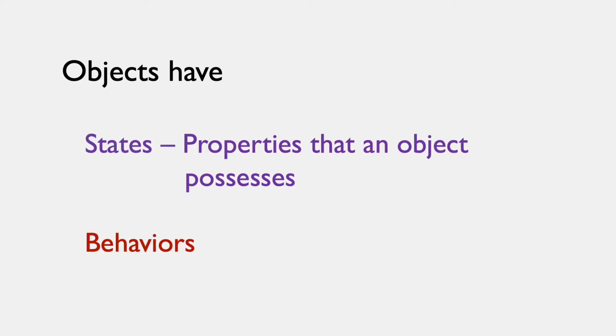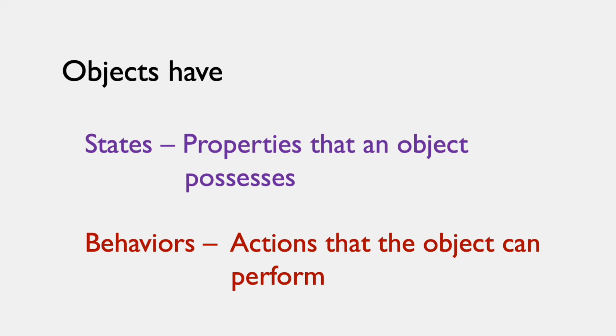That means that the objects created in our programs are made in a way to reflect the states and behaviors of real-world objects. The states that I mentioned are properties that the object possesses, and these are represented as variables in the object's class. And behaviors are actions that the object can perform, and they are represented as methods that the object's class defines.